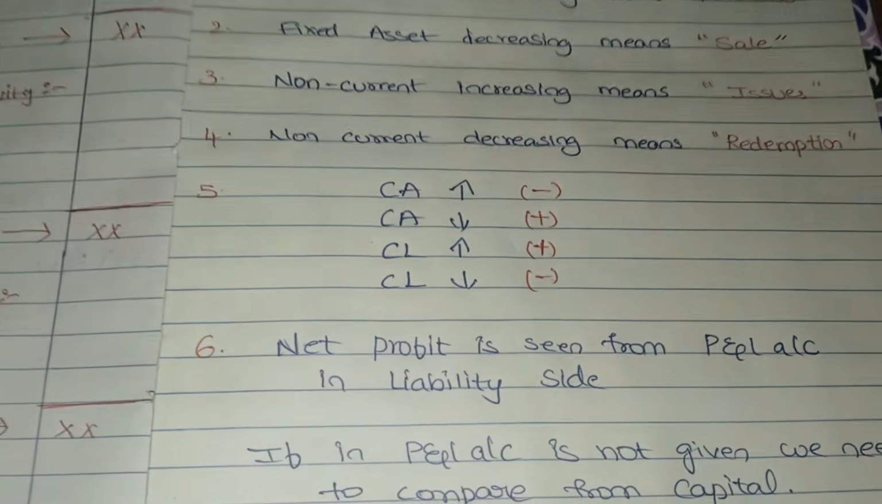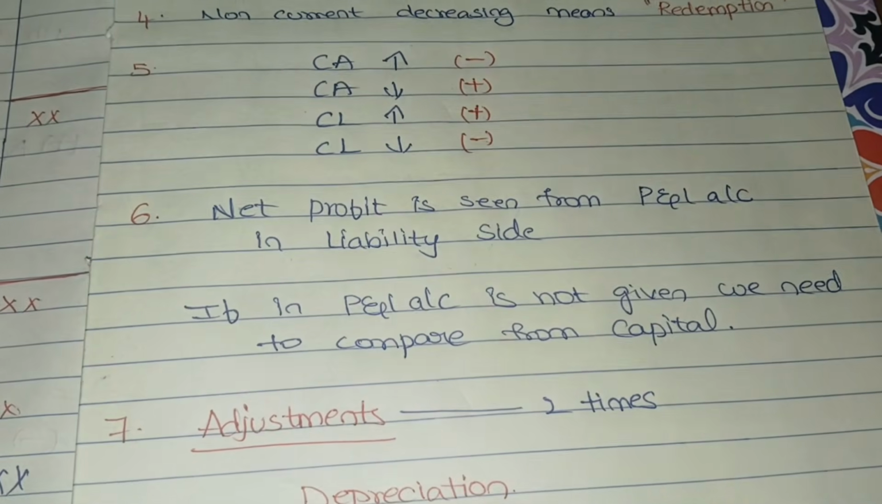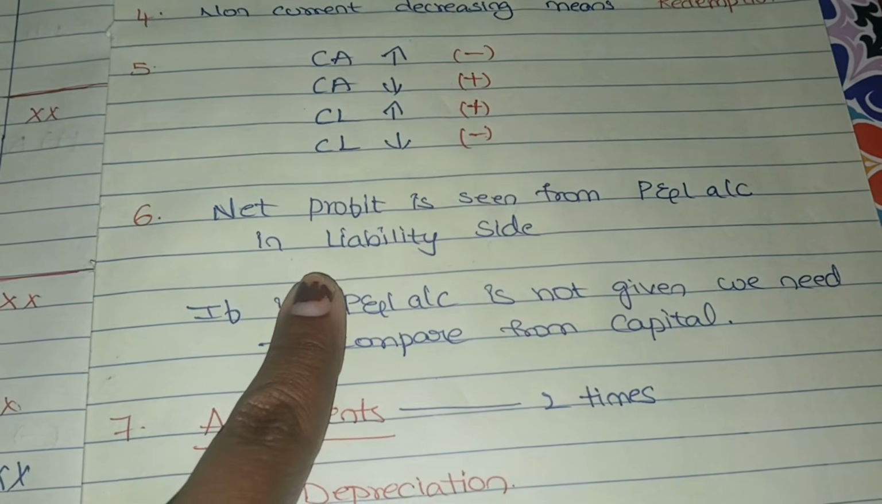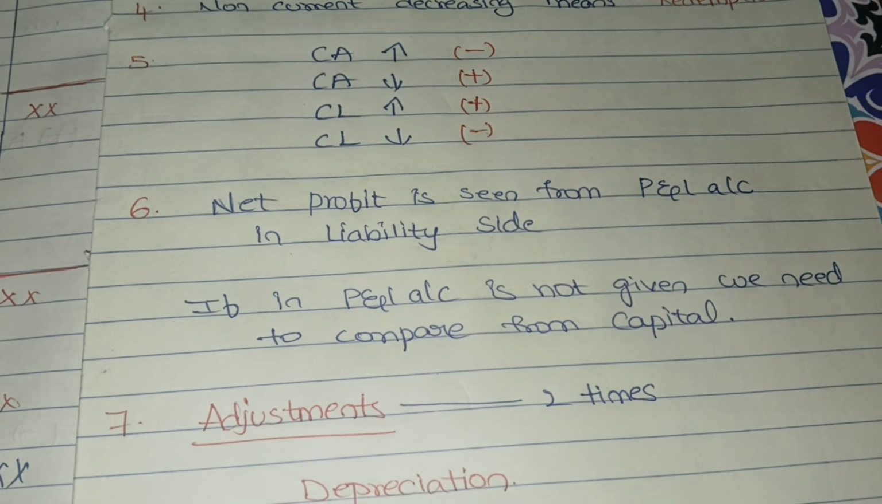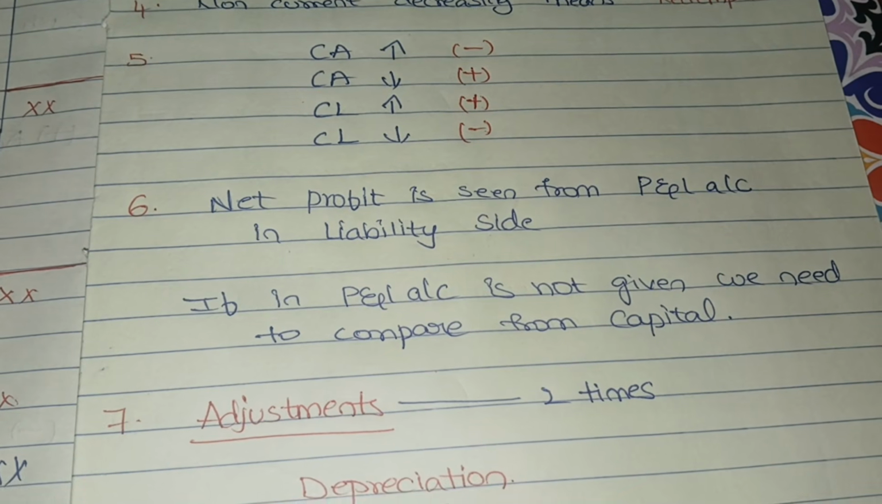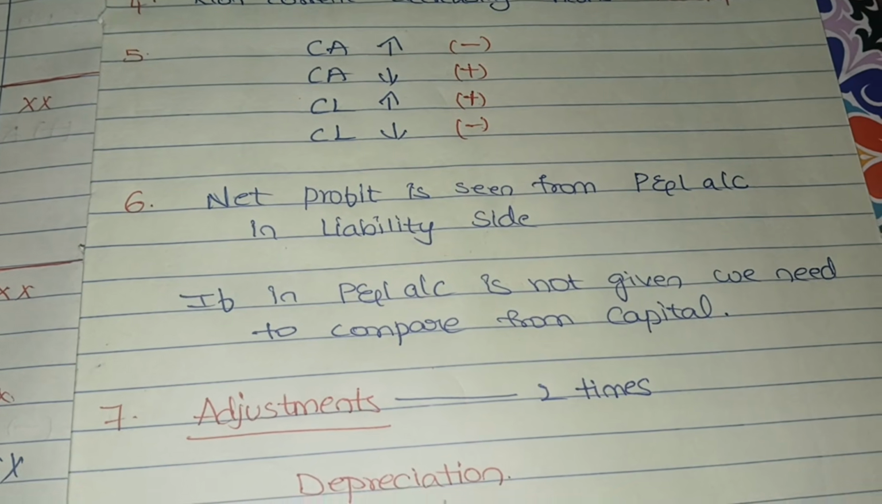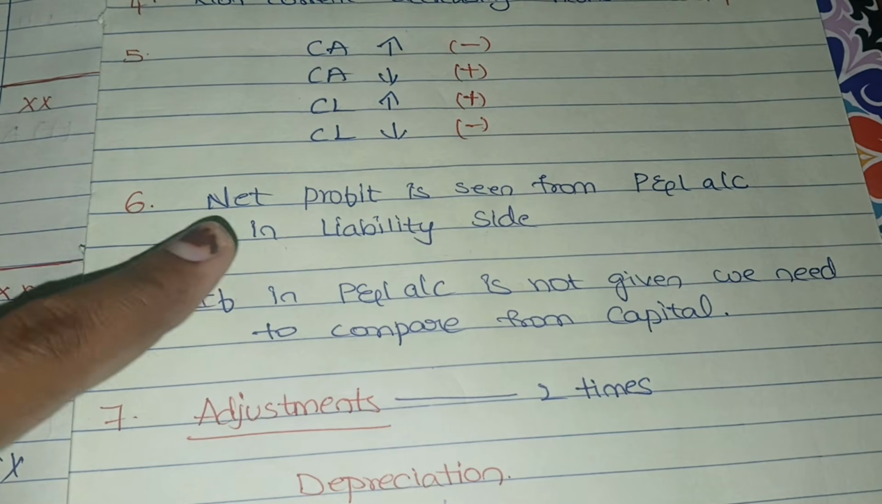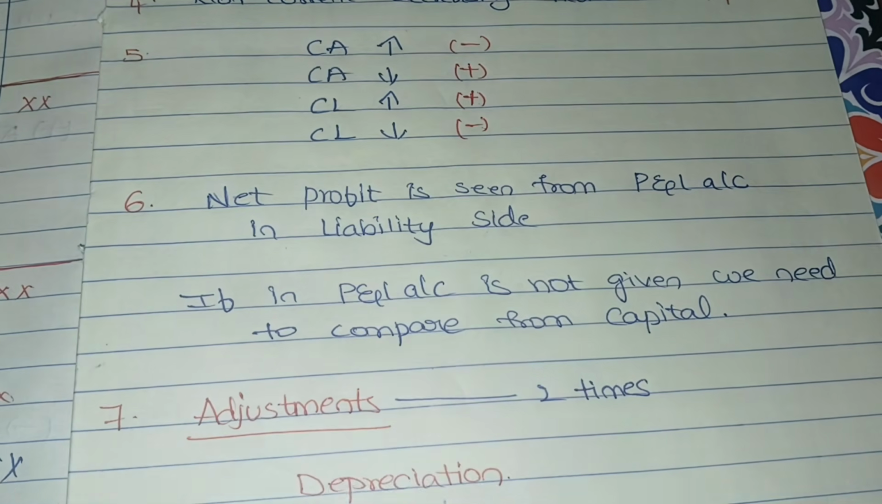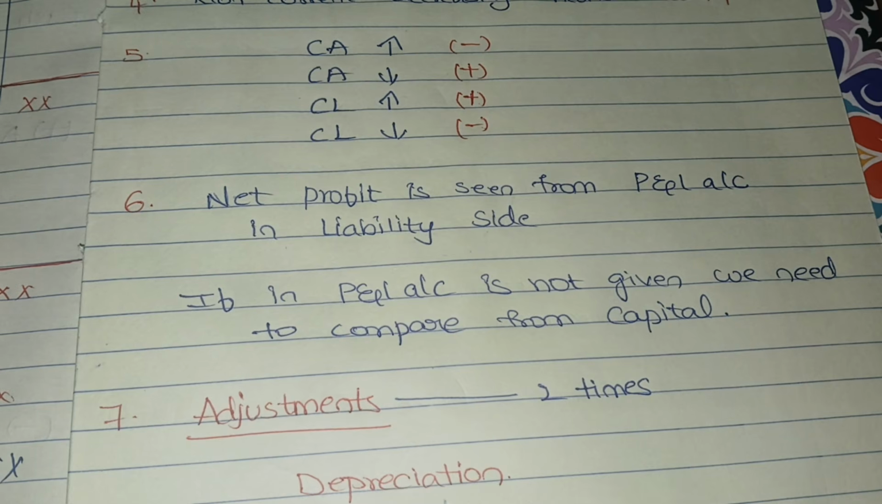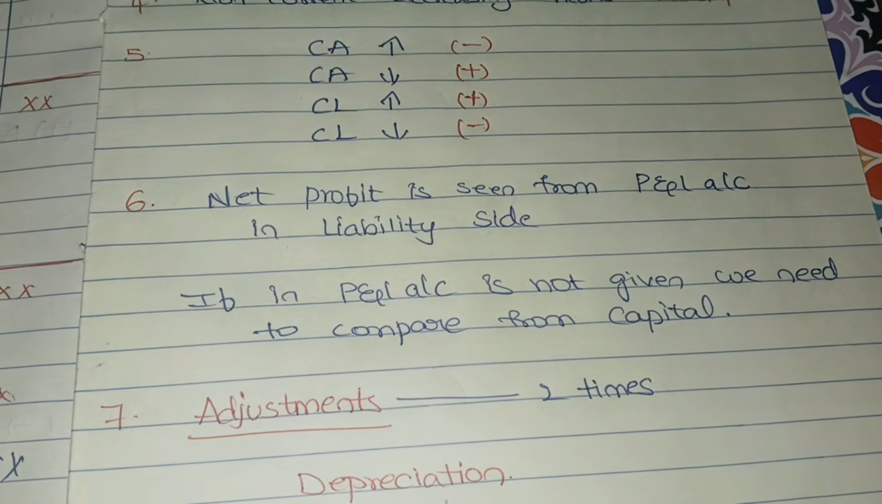And one more key point you need to remember: net profit from the first transaction in the pro forma, we will write the net profit only. In the question, net profit is seen in the profit and loss account. If they have not given it in the profit and loss account, we need to compare it from the capital, opening capital and closing capital. We need to do the checking, okay.